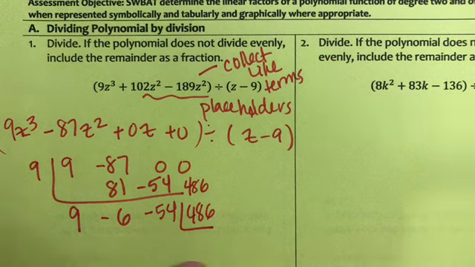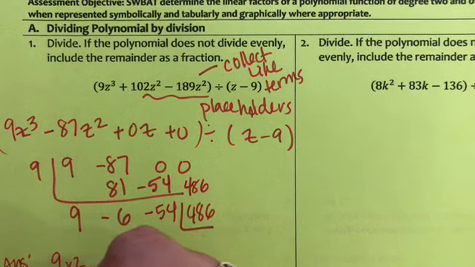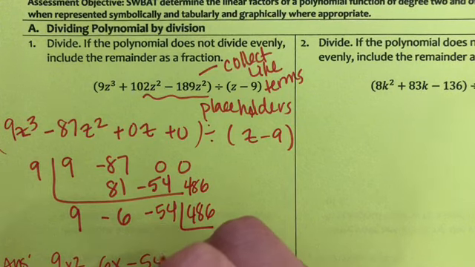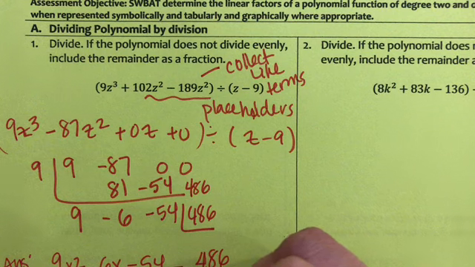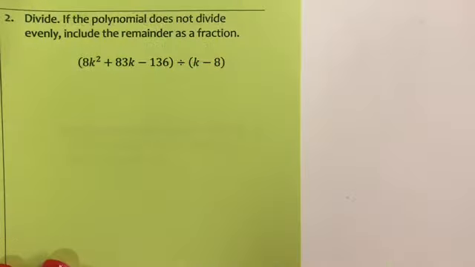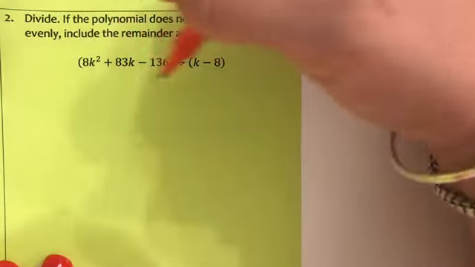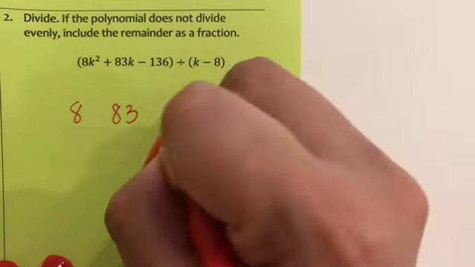So as I rewrite my equation, my answer is going to be 9x squared minus 6x minus 54 minus 486 divided by x minus 9. And that's your solution. Okay, this is number 2. It's already in descending order. I also do not have to complete like squares, so we're going to go ahead and set it up.